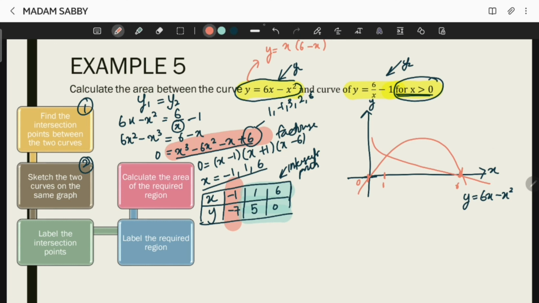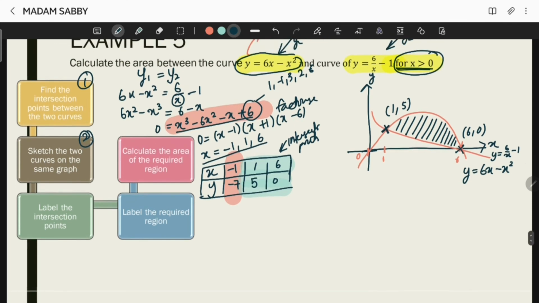So this is your y equals 6 over x minus 1. We're going to label the intersection points. The first intersection point is at (1, 5), and the second intersection point is at (6, 0). The area enclosed between these two curves is this region, so we're going to look for the area of this region.